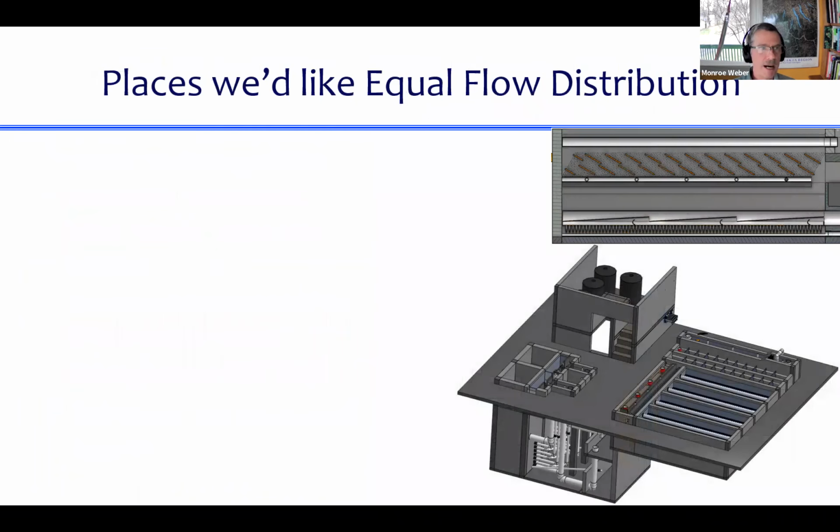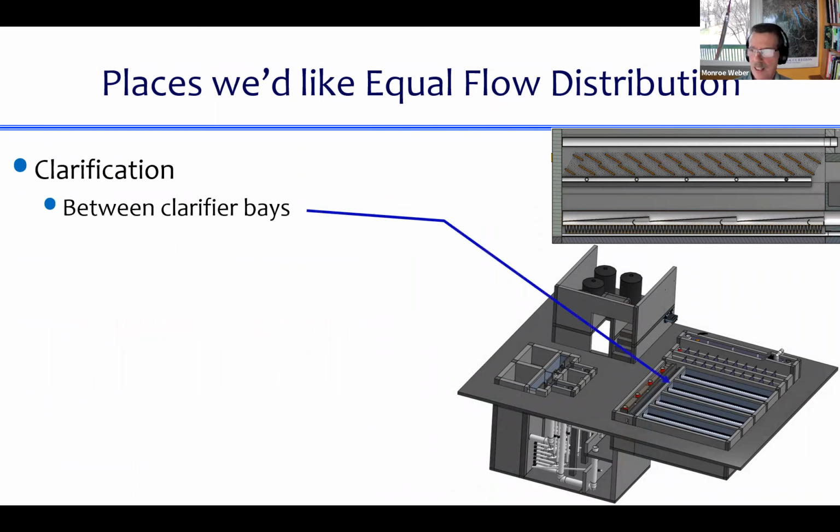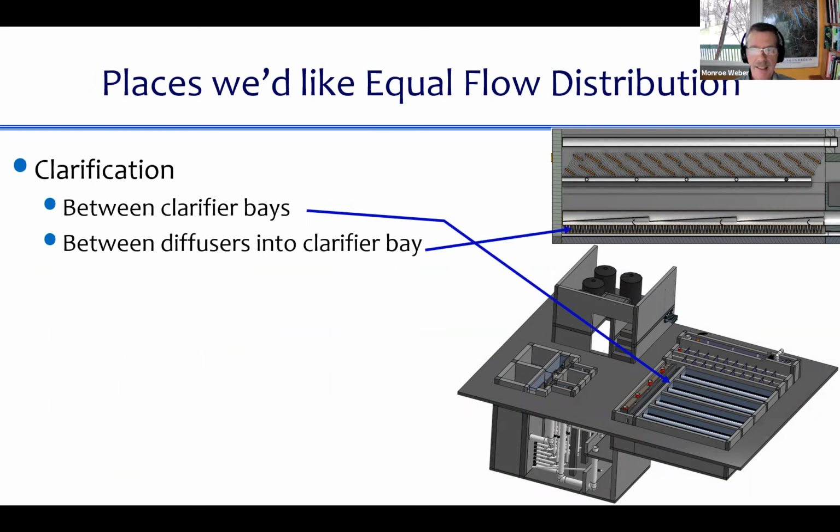So here's some places where there are parallel flow. In the clarifier, in this design, there are 4 clarifier bays. We want the water to distribute uniformly and flow in parallel through those 4 bays. In each bay, there are something like 100 diffusers that are pointing down into the bottom of the tank. And we would like the same flow out of each of those diffusers.